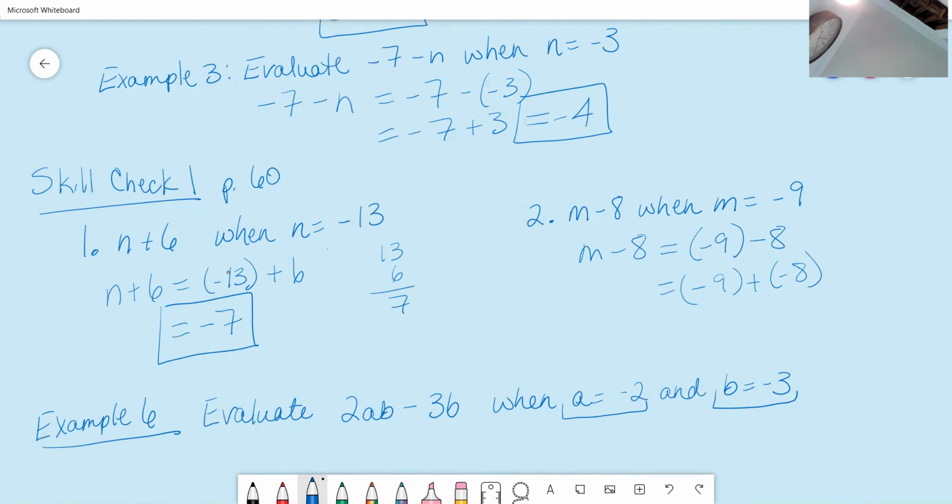So you can see here that you're adding unlike signs. So you just add the two together. 9 plus 8 is 17. They are both negative, so your answer is -17.